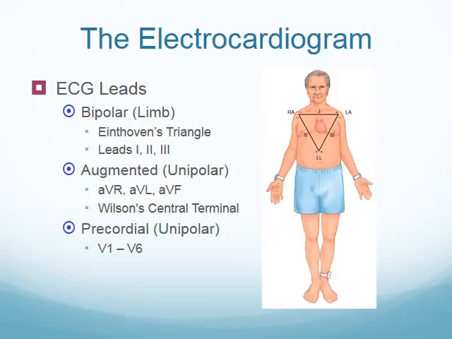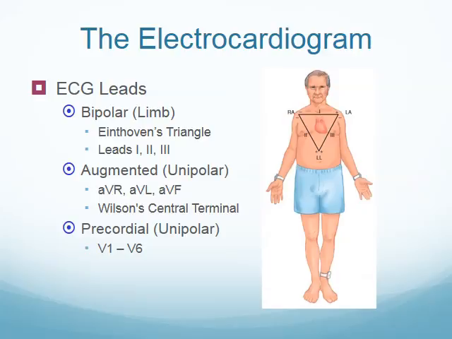Therefore, in 99% of patients, whenever we look at AVR it is going to have a negative deflection on the EKG. Very rarely will you see a positive deflection of AVR in our EKG, and most of the time this is secondary to the limb leads being placed incorrectly.